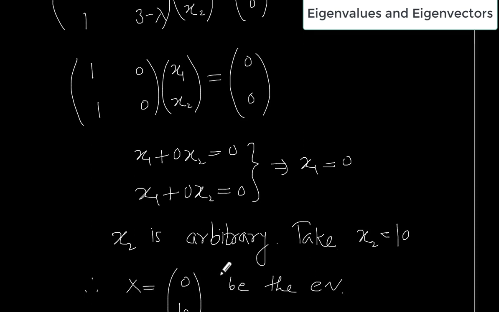I just take the value of 10. You can take any value. Any value for x2 will work as an eigenvector. Okay. So I hope that it will be clear to you now how to find out eigenvalues and eigenvector.